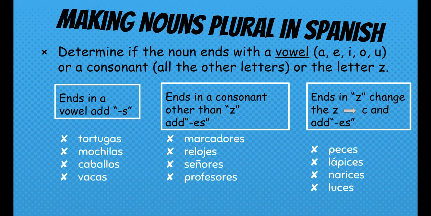Okay? Lápiz ends with a Z. You change the Z to a C, add ES, lápices. Nariz means nose. Narices, noses. Luz is light. Luces would become lights.